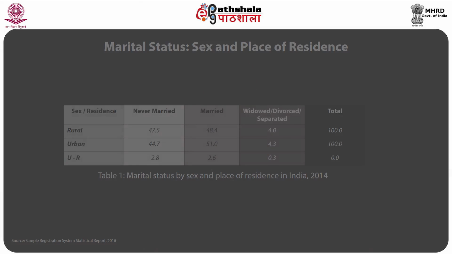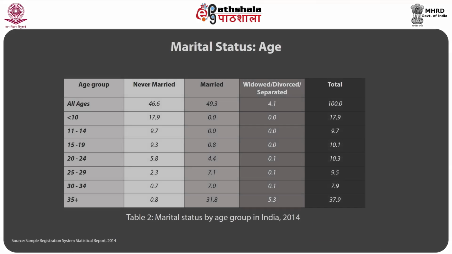Marital status by age shows that 37% remain single, never married, up to the legal age of less than or equal to 18 years. Table 2 shows marital status by age in India. If you see the table, never married declines and married increases as the age increases.